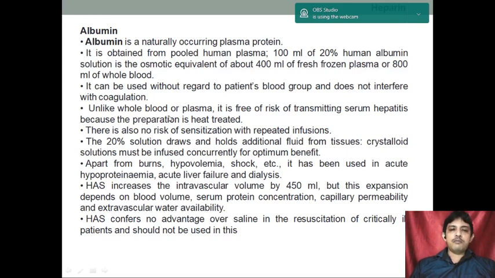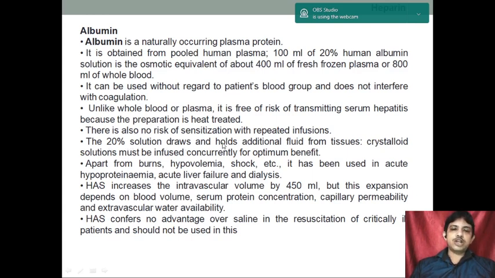Unlike whole blood or plasma, it is free of the risk of transmitting serum hepatitis. Because the preparation is heat treated, there is no risk of transmission of hepatitis. There is also no risk of sensitization with repeated infusion. So even if we are giving it repeatedly, many times, there is no risk of sensitization.